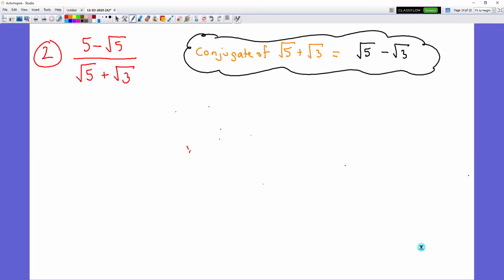So now what we'll do is we'll go ahead and rewrite our problem. So we're going to rewrite the problem. So it's going to be 5 minus the square root of 5.